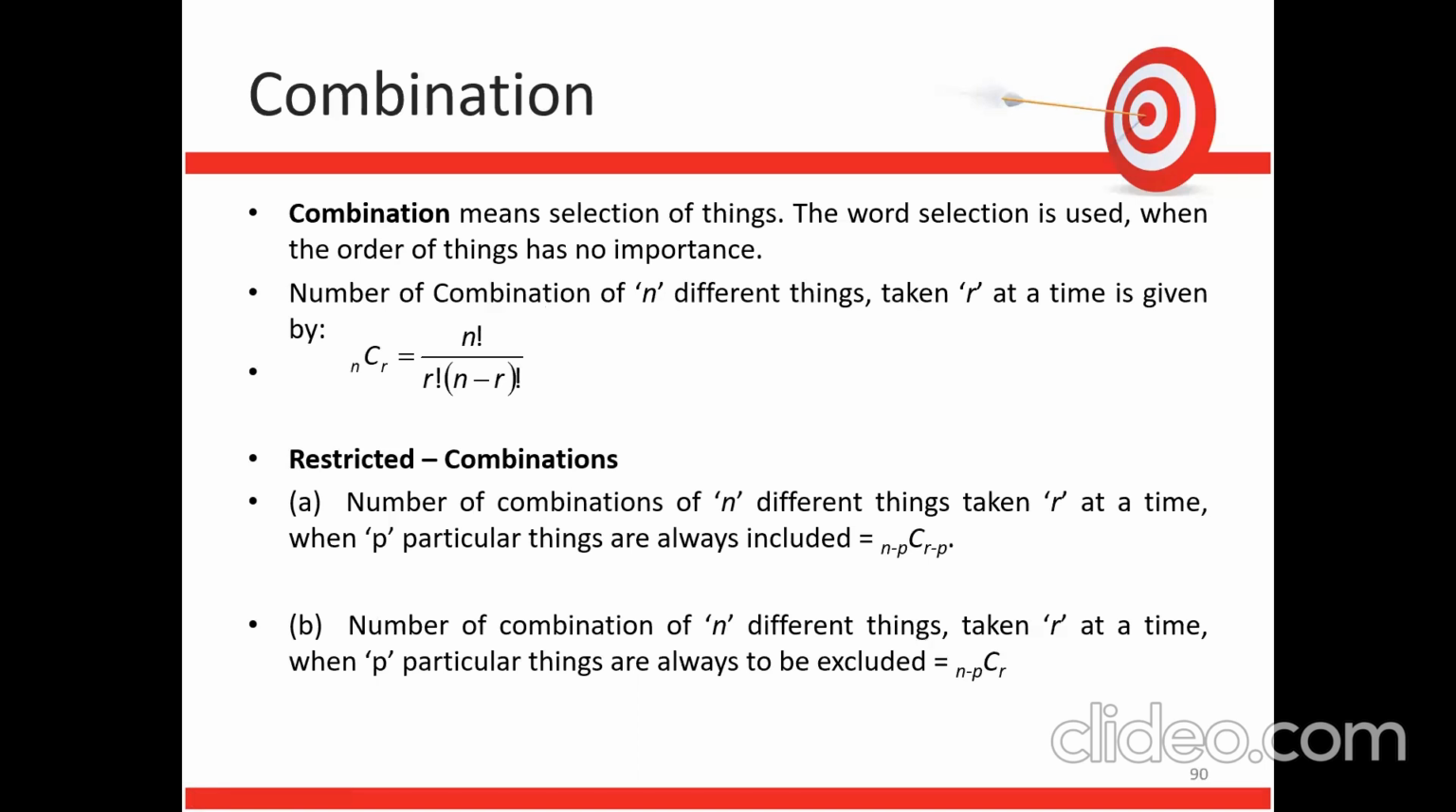The number of combinations of n different things taken r at a time when p particular things are always included is (n minus p)C(r minus p). The number of combinations of n different things taken r at a time when p particular things are always excluded is (n minus p)Cr.